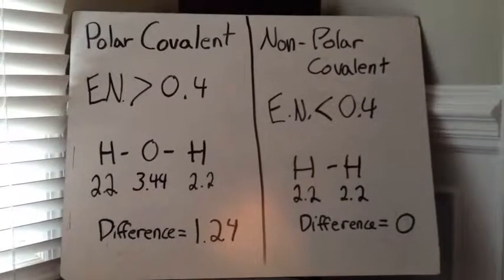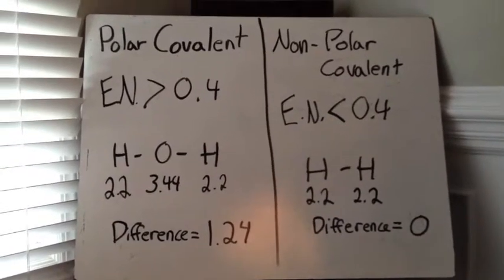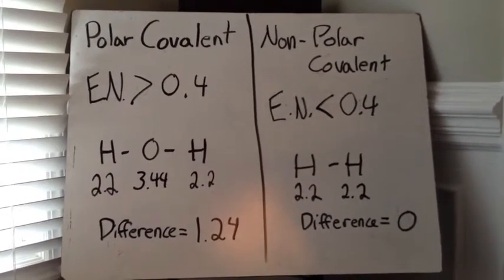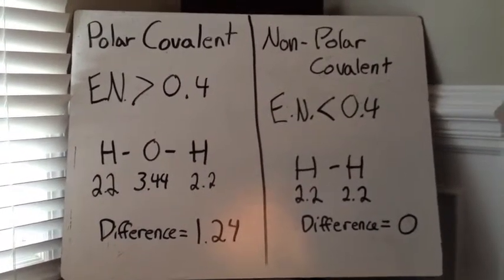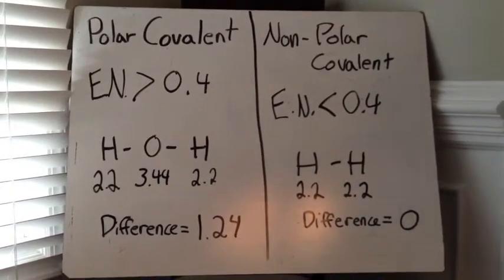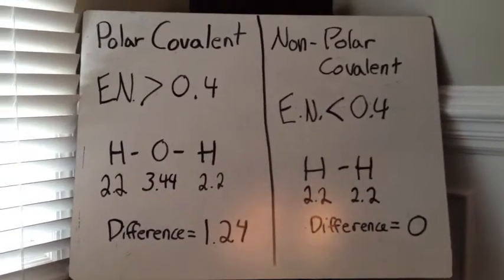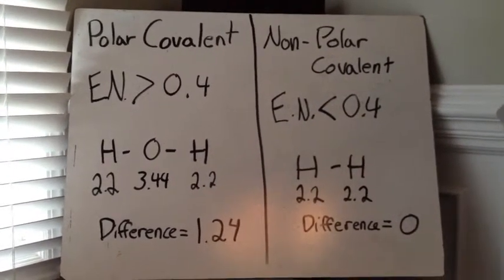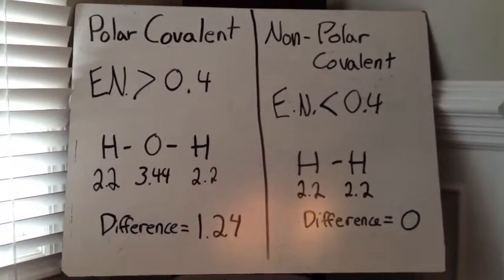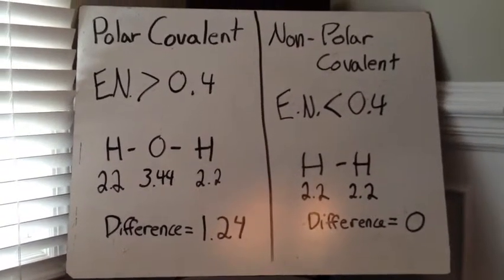If electrons are shared evenly in a covalent bond, the electronegativity difference will be between 0 and 0.4. If the electrons are not shared evenly, then the electronegativity difference will be greater than 0.4, creating a polar covalent bond. So the bond between hydrogen and oxygen in a water molecule is a polar covalent bond because the difference is 1.24, whereas in an H2 molecule, the difference is 0, so it's a nonpolar covalent bond.